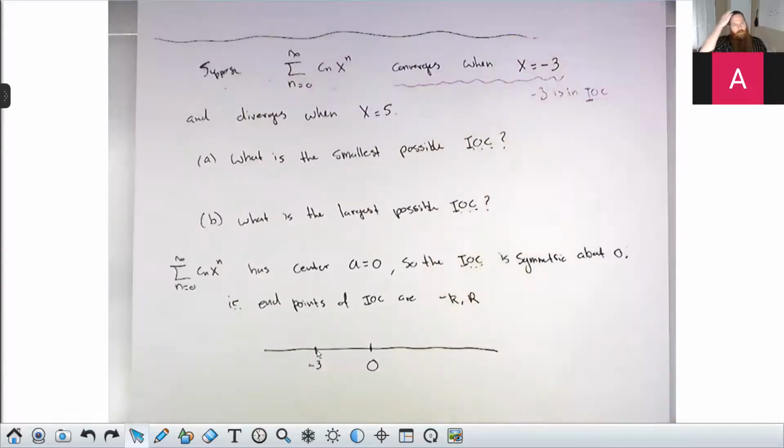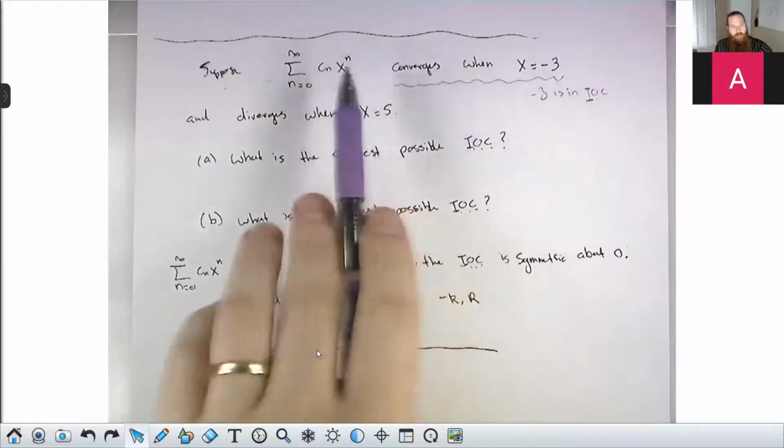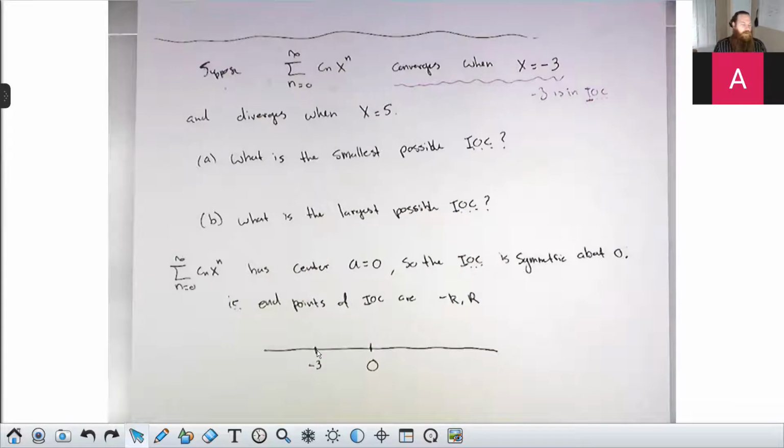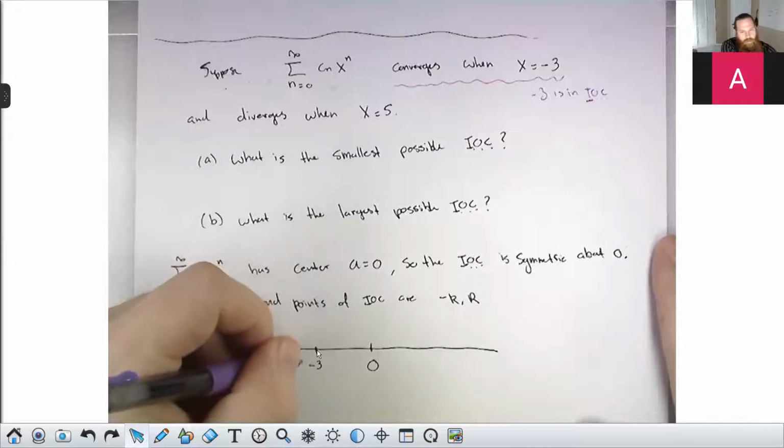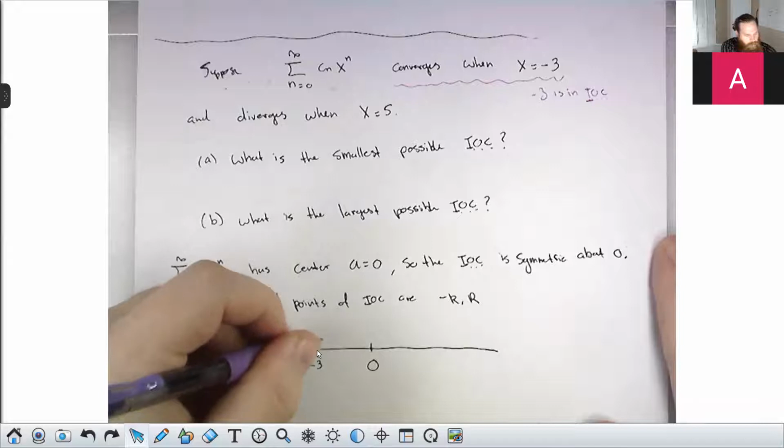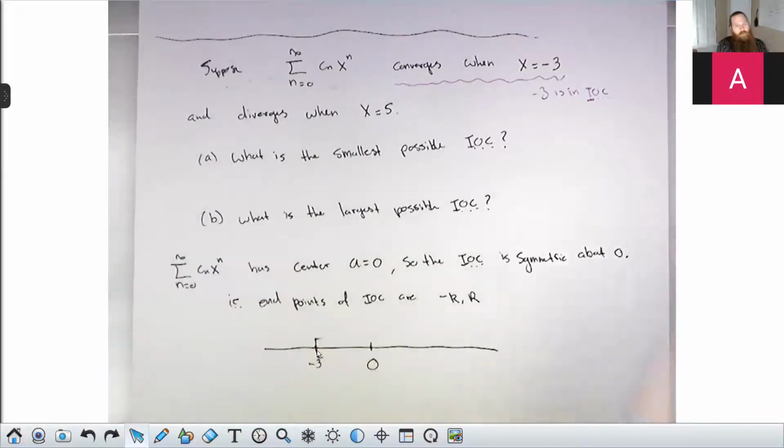Right? Because the interval of convergence is all of the x values such that the series converges. And this series converges when you plug in x equals negative 3, so negative 3 has to be in the IOC. So the IOC could extend out past negative 3, or it could extend just to negative 3. This is your worst case scenario, that negative 3 is one of the endpoints for the IOC. So it's not an interior point of the interval, but it's still in the interval.